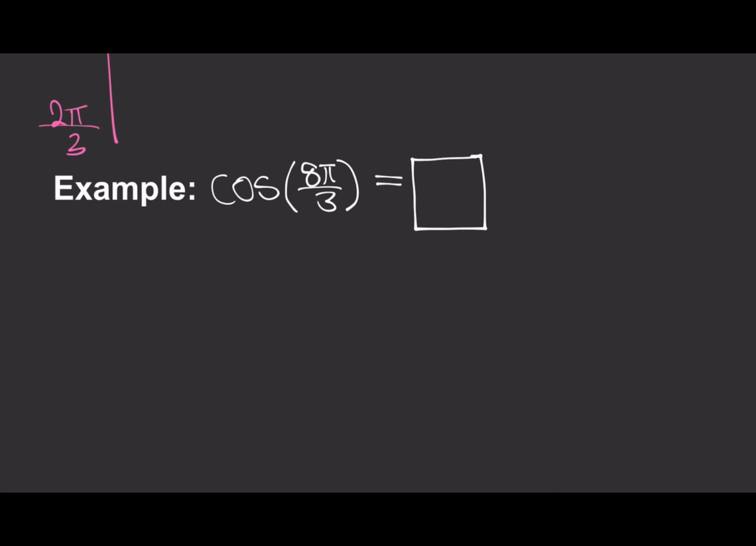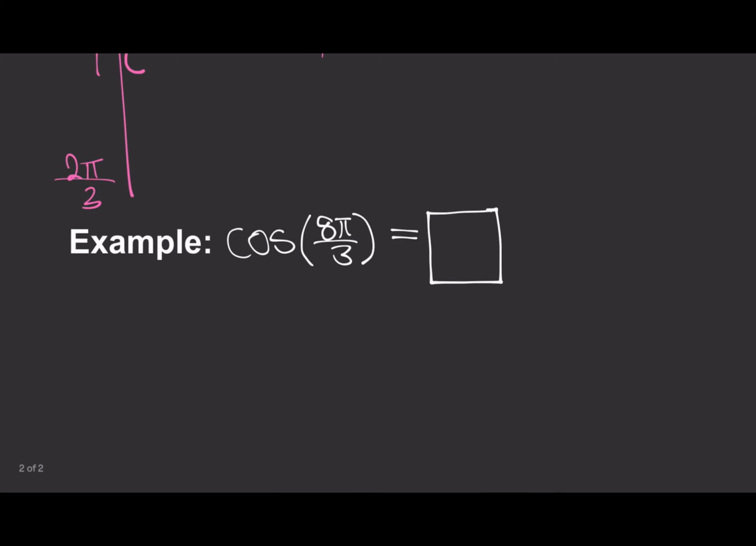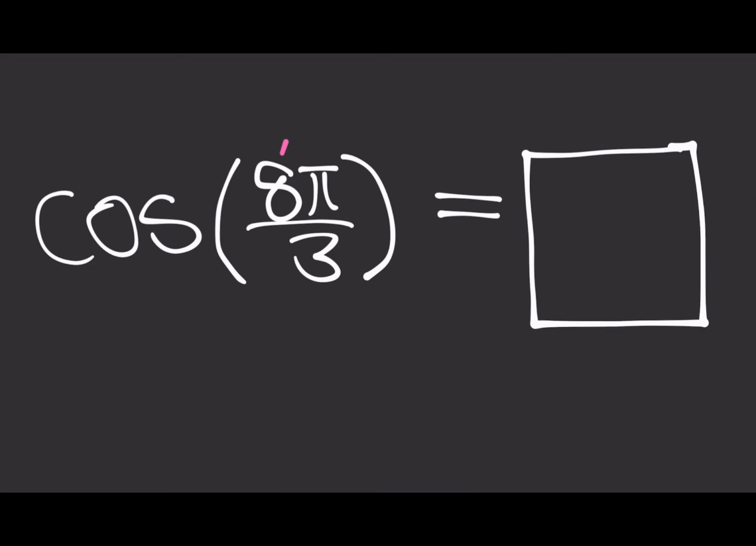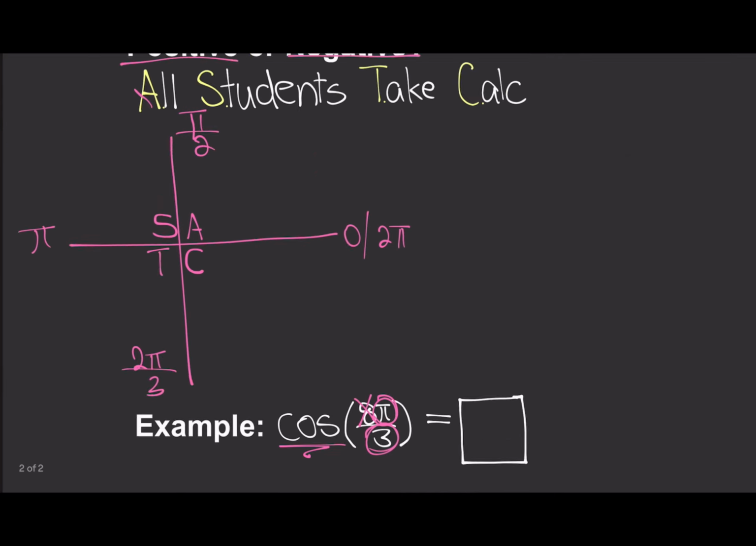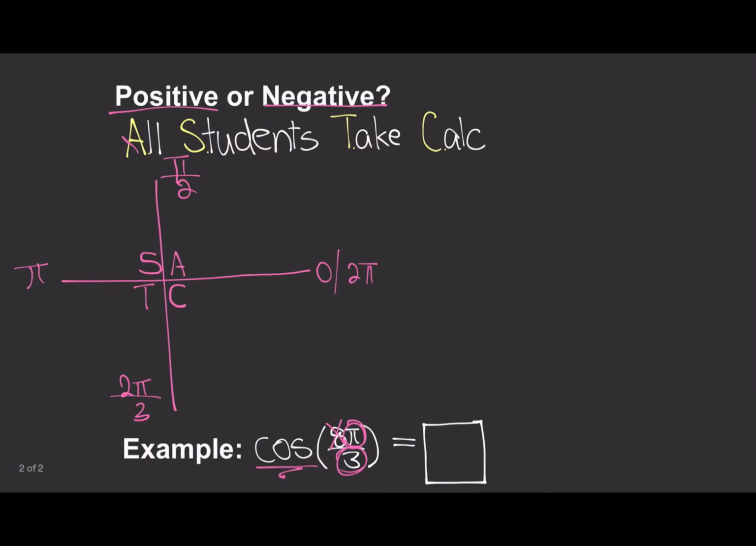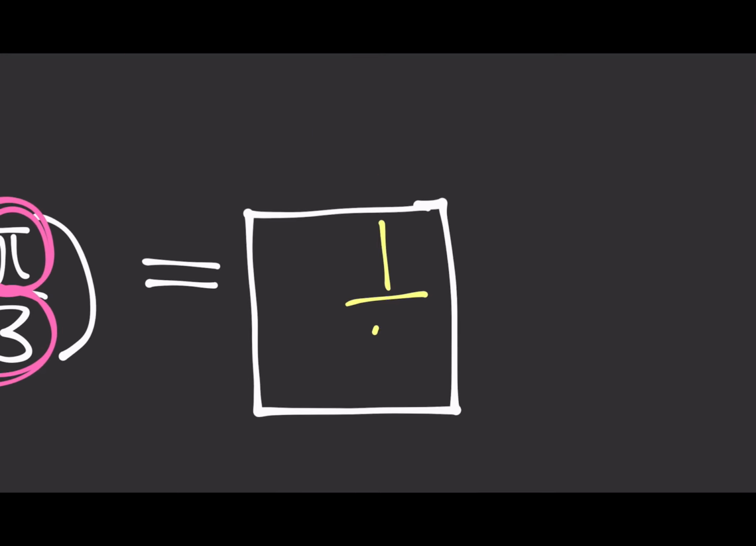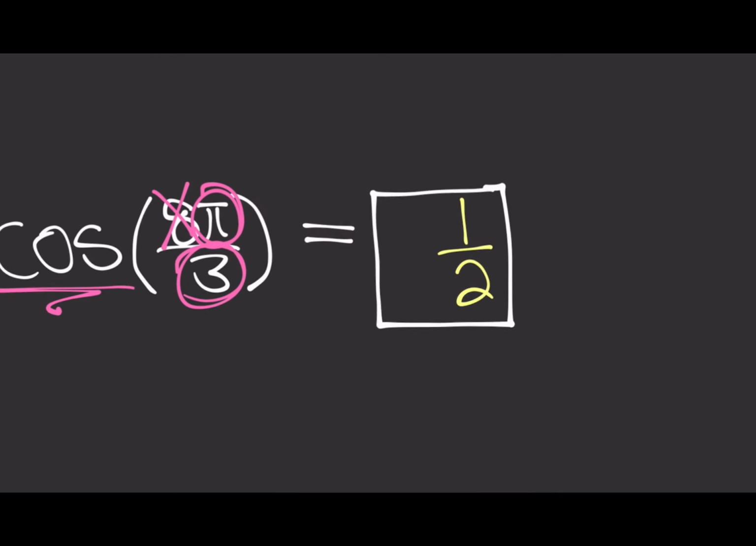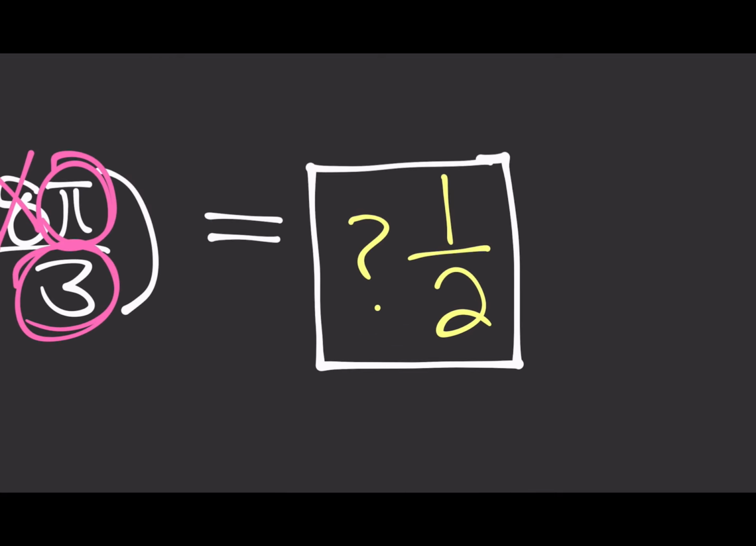Cosine of 8 pi over 3. So now we have to figure out cosine of 8 pi over 3. We'll just ignore the 8, and we can notice here cosine, and the denominator is pi over 3 basically, okay? Cosine pi over 3, we'll just do that first. So over here I see cosine pi over 3. So if I just look down here, oh, the answer would be 1/2. But not so quickly. First we need to know, is this positive or negative?